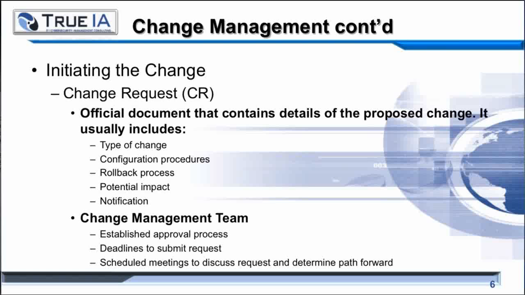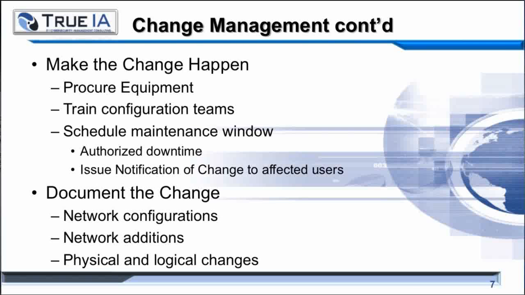The change management team or the change control board is there to provide the official approval for these change requests. Generally, they'll have deadlines for submission, and they meet regularly to discuss any change requests that have been submitted. So what does it take to make these changes happen? First, of course, you need to procure the equipment that you wish to install and then train the operators as to how to install it.